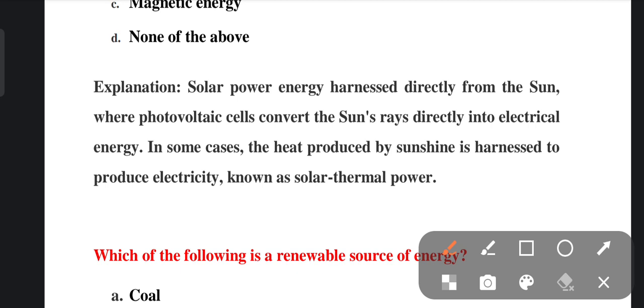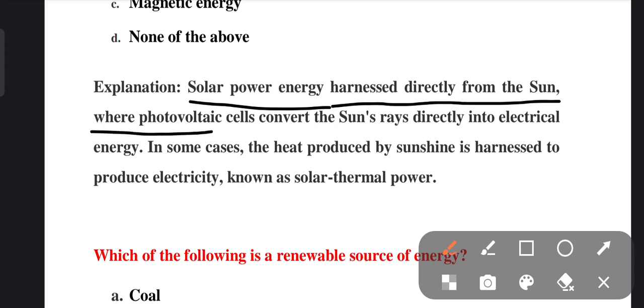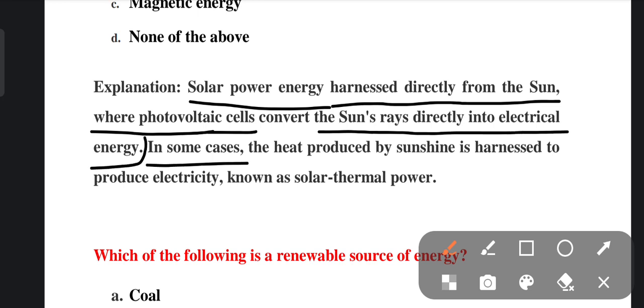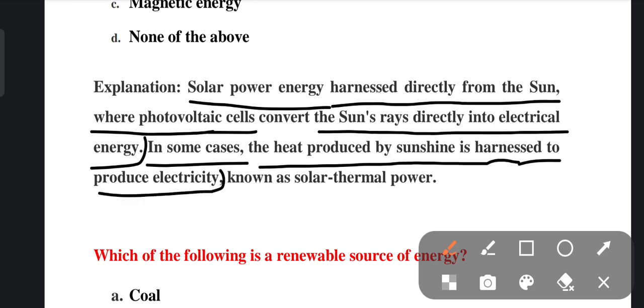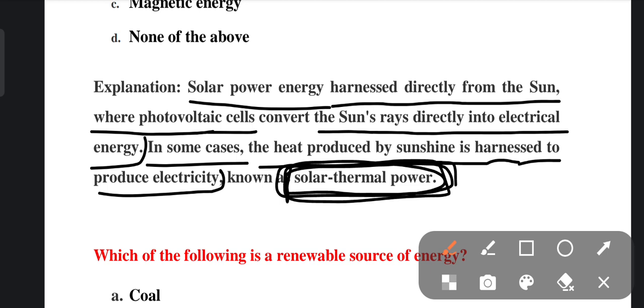So solar power is energy harnessed directly from the sun, where photovoltaic cells convert the sun rays directly into electrical energy. In some cases, the heat produced by the sunshine is harnessed to produce electricity, that is known as solar thermal power. Nowadays most of the people are using these solar thermal power plates.